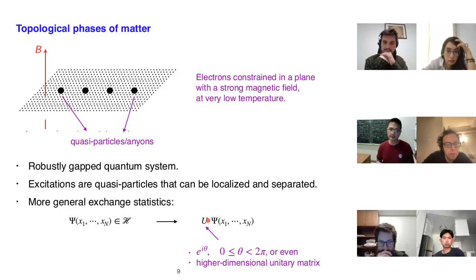But even more exotically, it doesn't have to be a phase. This U could be a higher dimensional unitary matrix. And these features characterize the so-called topological phase of matter, and we call these quasi-particles anyons.